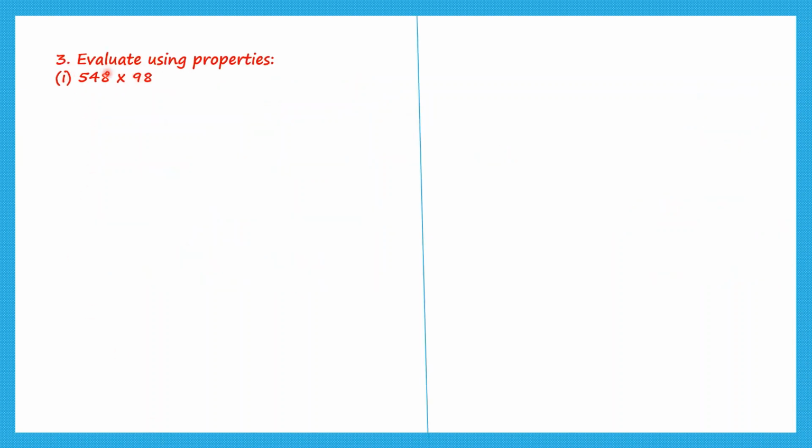Question 3. Evaluate using properties. So we're going to make use of the different properties that we have learned to find the answer. Now question 1. 548 into 98. There are two ways of doing it.